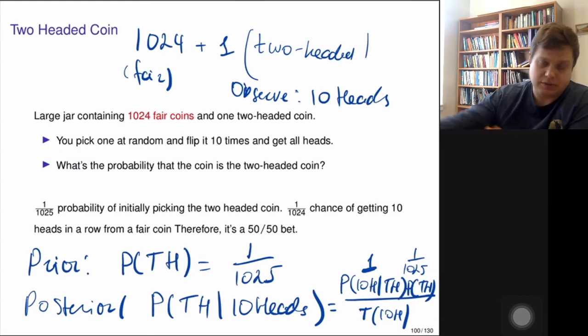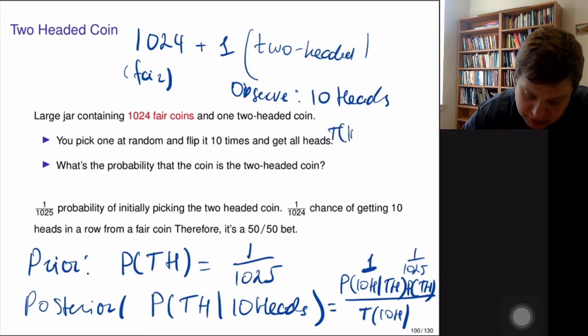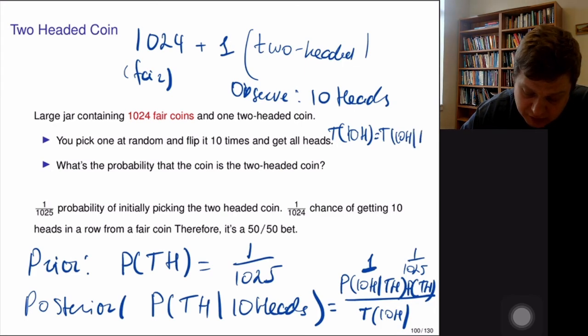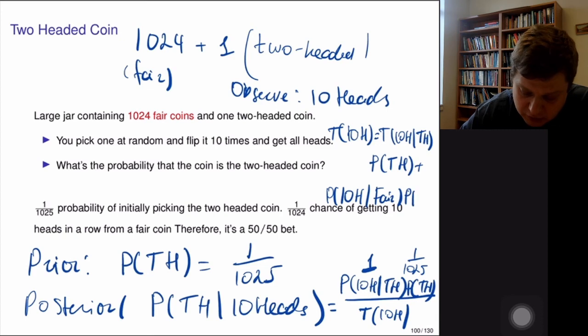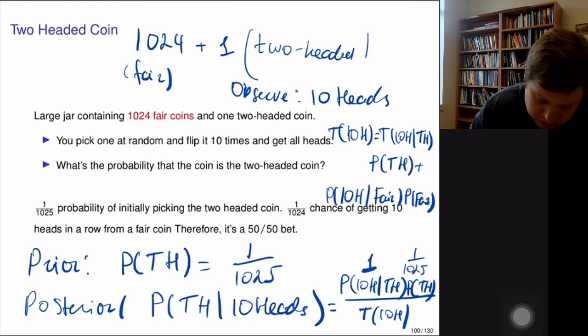So now we need to calculate the probability of observing 10 heads. Well, there are two scenarios, right? The probability of observing 10 heads is the probability of observing 10 heads, given that we have a two-headed coin, times the probability of a two-headed coin, plus the probability of observing 10 heads, given a fair coin, times the probability of a fair coin. Well, if you work it out, the posterior probability is roughly 1/2. Okay.